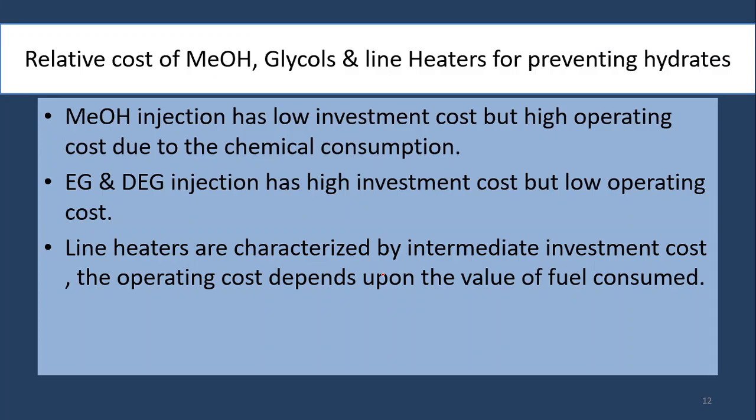As far as the economics is concerned, methanol injection has low investment cost, but high operating cost due to chemical consumption, means there is no recycling option. Ethylene glycol and diethylene glycol injection has a high investment cost but low operating cost because of the recycling options. And the line heaters are characterized by an intermediate investment cost between the methanol and ethylene glycol. The operating cost depends upon the value of the fuel consumed. So we can say methanol is good on investment, but has a high operating cost. Glycol has a low operating cost, and line heater is between these two. So this is all about the comparison between these two. Thank you.